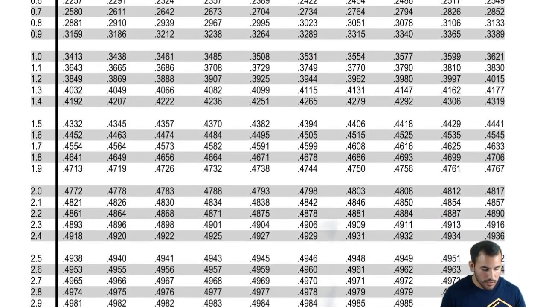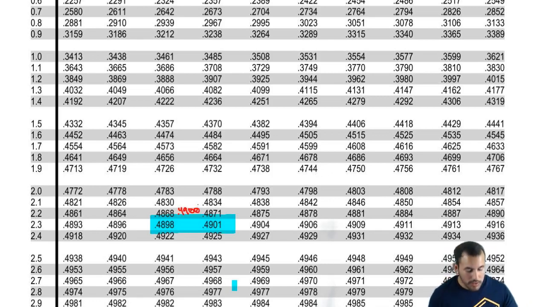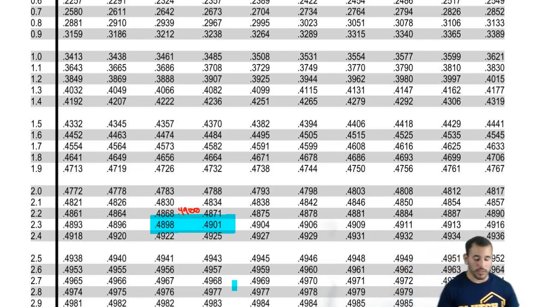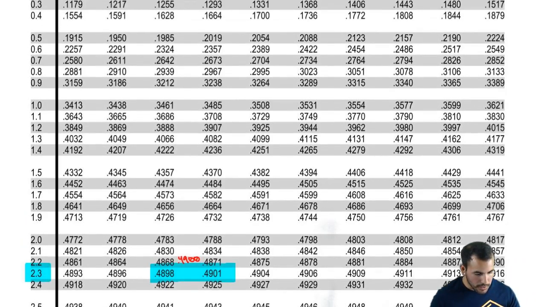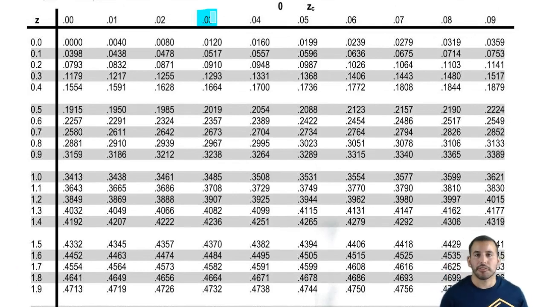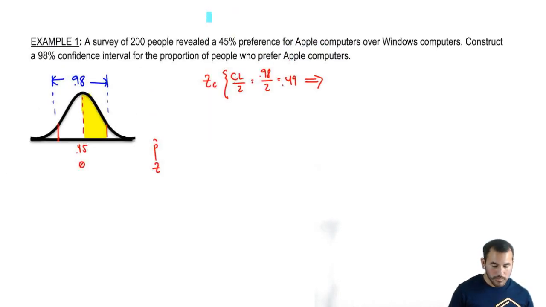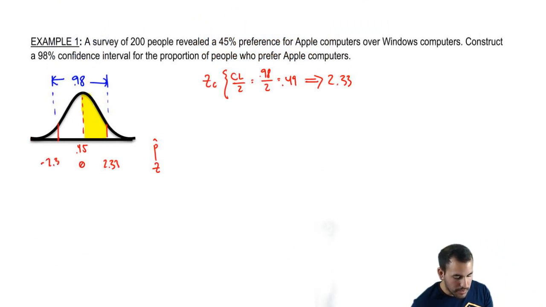49. So we're kind of in between these two. We're looking for 0.4900. So 4898 is 2 away, 4901 is 1 away, so we're going to use the 4901, which ends up giving us 2.3. We go up, 2.33. So that's our critical z-score. So we got 2.33. So here's 2.33, here's negative 2.33.